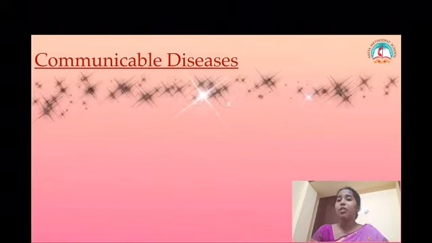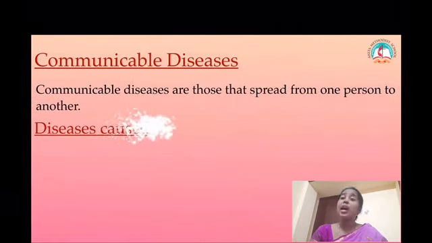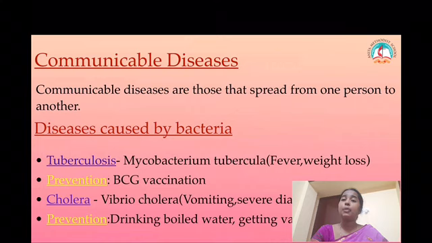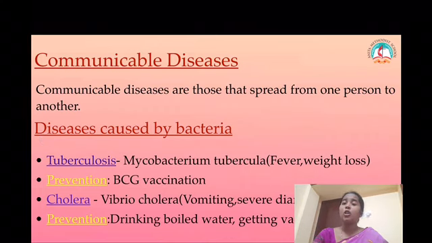We're going to learn about communicable diseases. Do you remember, children, what are communicable diseases? Communicable diseases spread from person to person. These communicable diseases are caused by bacteria and viruses. Now we are going to see diseases caused by bacteria. Tuberculosis. Tuberculosis is caused by Mycobacterium tuberculosis. The symptoms of tuberculosis are fever and weight loss. We can prevent tuberculosis by BCG vaccination.